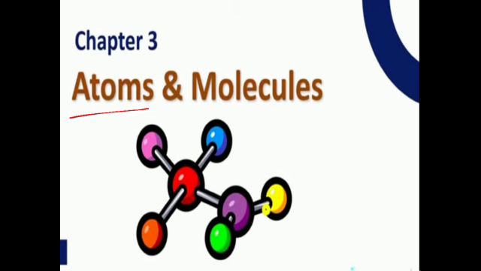Around the same era, many ancient Greek philosophers suggested that if we go on dividing the matter, a stage will come when the particles obtained cannot be divided further. Democritus, one Greek philosopher, called these indivisible particles, the smallest particles, atoms.